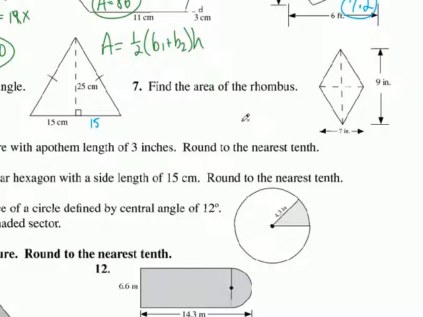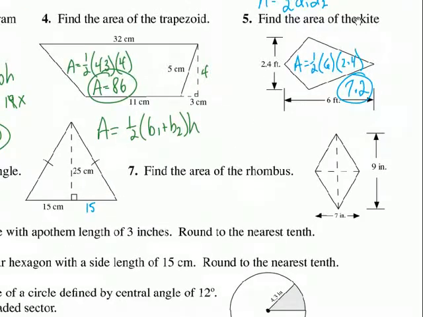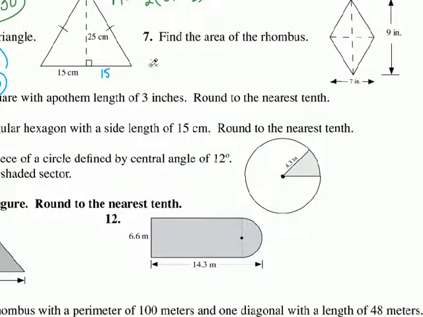Find the area of the rhombus. The nice thing about this is we have two figures that have the same exact formula, and that would be what? A kite and a rhombus. Same exact formula. You just have to memorize what that is.